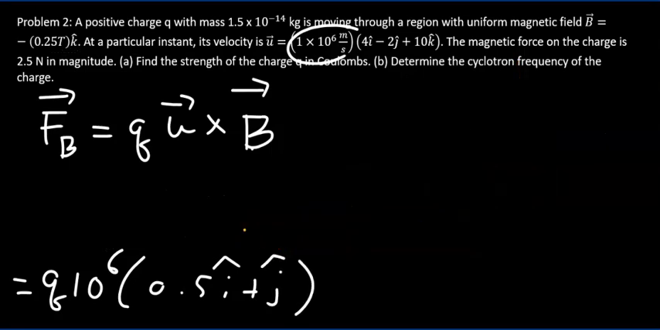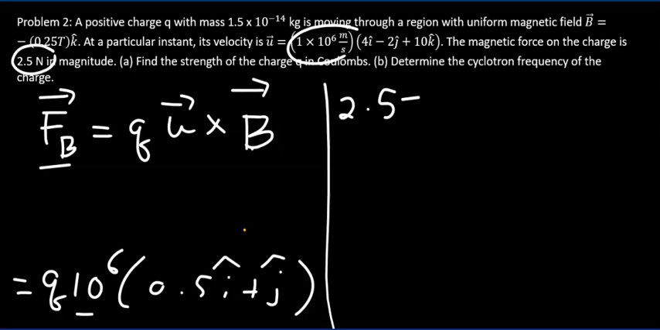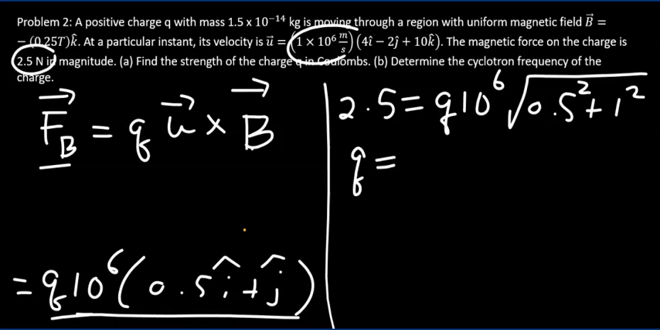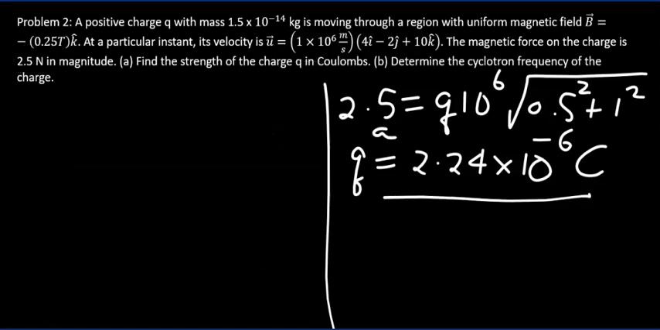So let's compare the magnitude of the left hand side and the right hand side. Now we know the magnitude of the force is 2.5 newtons, so we equate the magnitude 2.5 to the magnitude of this entire vector, which in this case is q times 10 to the power 6. The magnitude of a vector is computed in the following manner: square root of the sum of the squares of the components. And from this equation you can solve for the charge, and it will turn out to be 2.24 times 10 to the power minus 6 Coulomb. So that's the answer for part A.